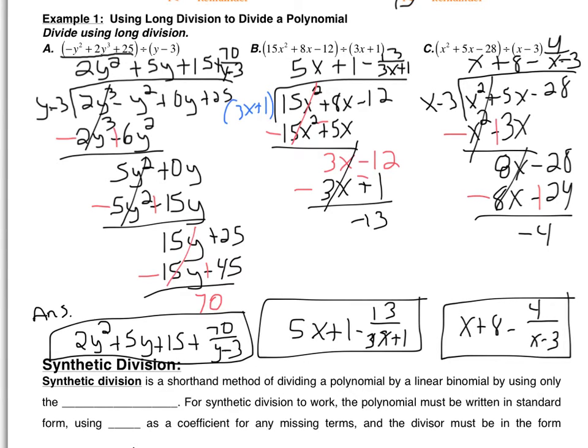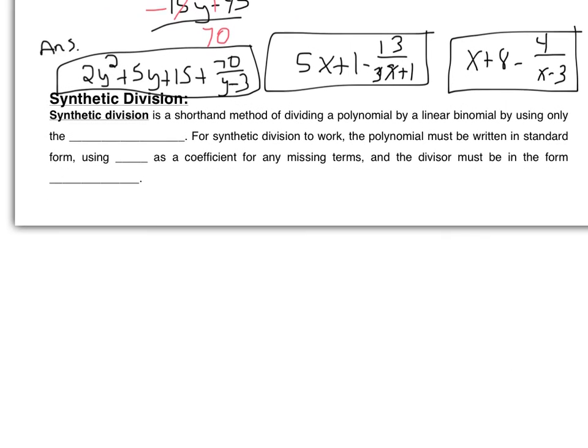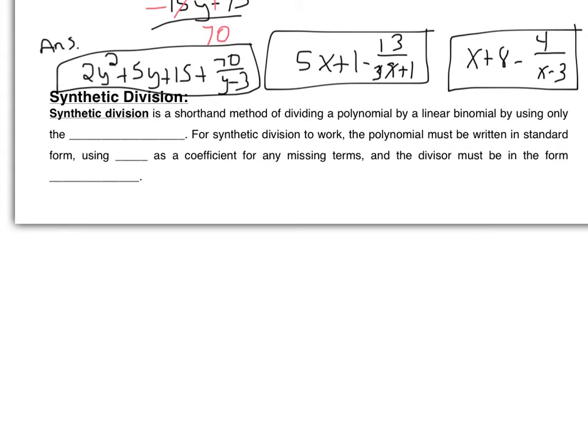An easier way to do division, if we have just y minus 3, we can do synthetic division. So in synthetic division, it's a shorthand method of dividing a polynomial by a linear binomial. This is important. It's a linear binomial, so there's only 2 terms to it, and it's linear, so it's only x to the first. You can't divide by x squared.